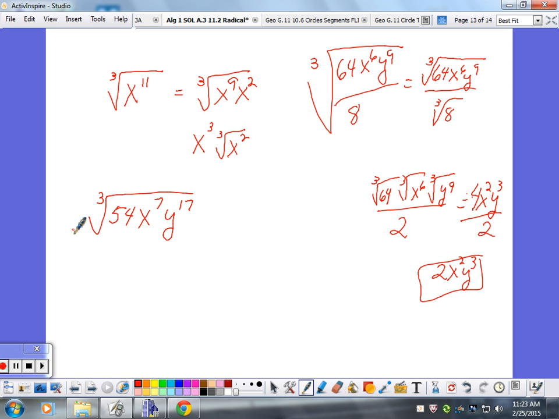Okay. Everybody write this down somewhere. Cube root of 54, x to the 7, y to the 17. All right. Break them apart into factors. That's the cube root of 54. We're going to break this into 3 smaller problems rather than one big one. So first step, break them apart. So it's like 3 smaller problems.